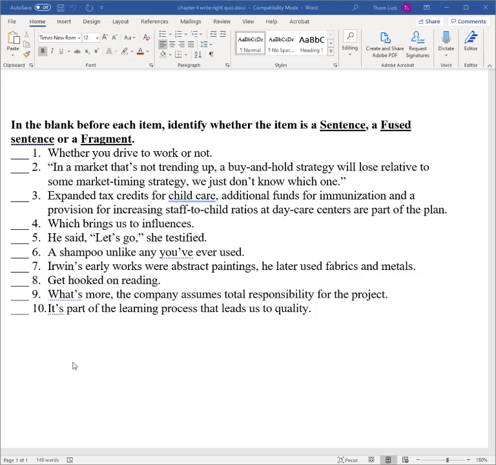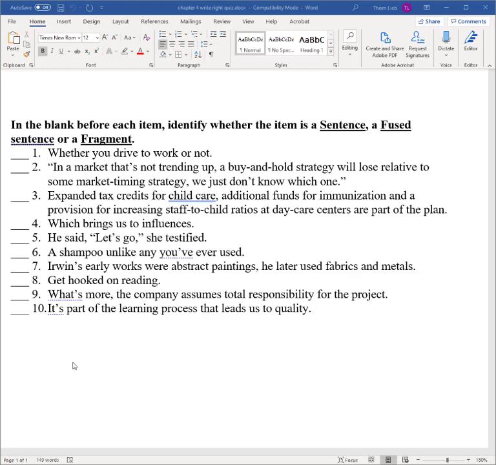So on this write-write exercise, we're returning to some basics of the English language. The big question is, what's a sentence? What isn't? And when we come across something that looks like a sentence but isn't, how do we fix it? So, as we know, a sentence requires two elements. It requires a subject and it requires a verb.